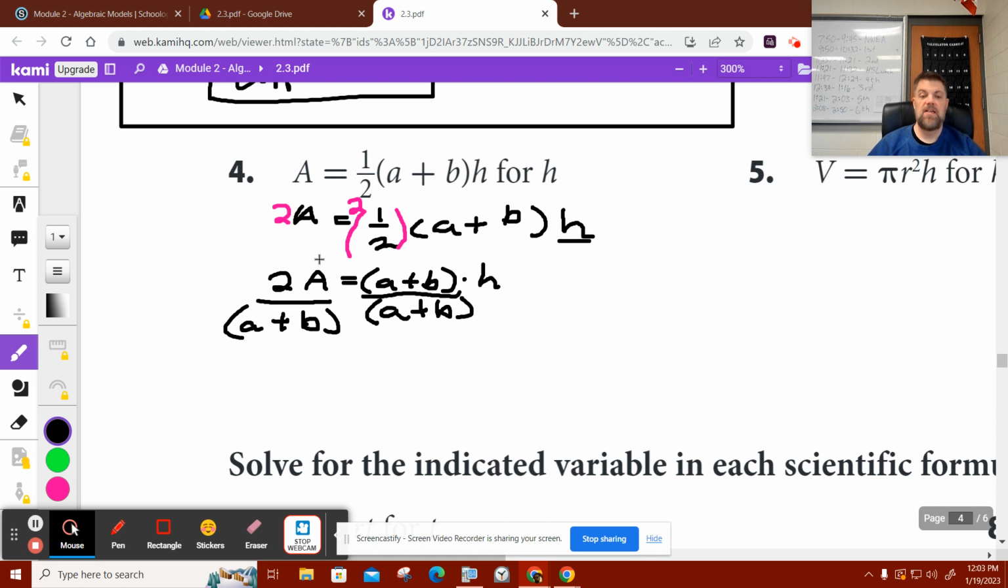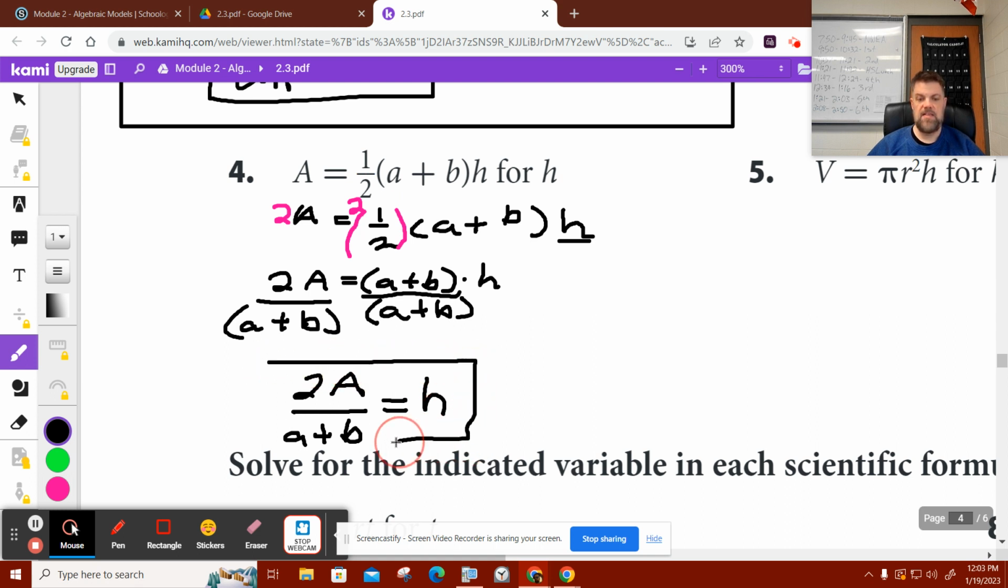All right? So then what I get is 2 capital A all over a plus b is equal to h. And that is it. Any questions on that?